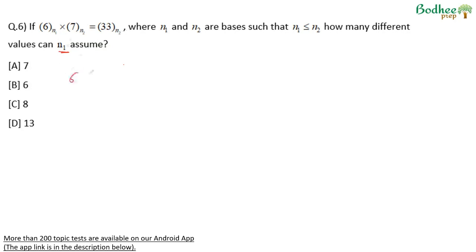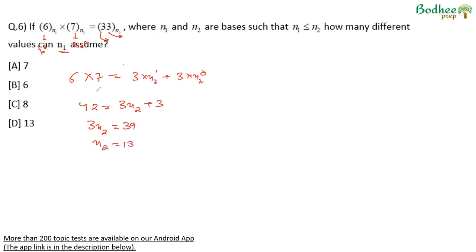This will become 6, this will become 7, gets multiplied by n1 raised to power 0. This also gets multiplied by n2 raised to power 0. This will become 3 into n2 raised to power 1 plus 3 into n2 raised to power 0. So now we have the equation in decimal. So 42 is equal to 3n2 plus 3, which means 3n2 is 39, which means n2 is equal to 13.